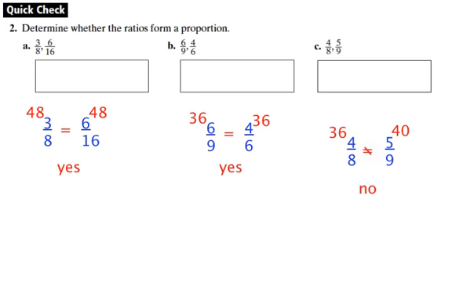For example B, 6 times 6 is 36, 9 times 4 is 36. Cross products are equal, so they are a proportion. For C, 9 times 4 is 36, but 8 times 5 is 40. They are not equal, so they do not form a proportion.